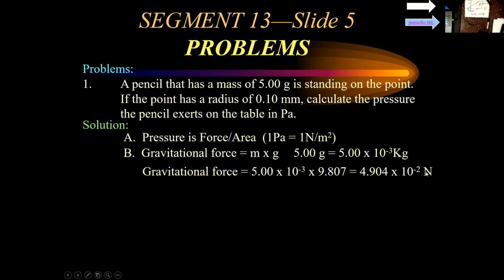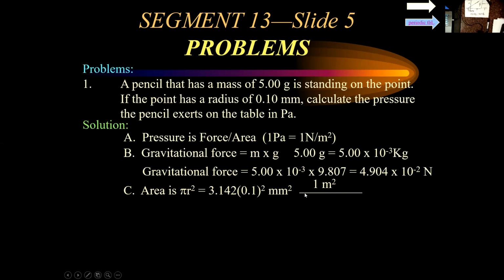So that is the force then that is being exerted on this little area that the pencil is resting on. Now the area is pi r squared. The pi is 3.142 and r is 0.1 millimeters. So I'm going to do it in millimeters first, so that squared will be in millimeters squared.